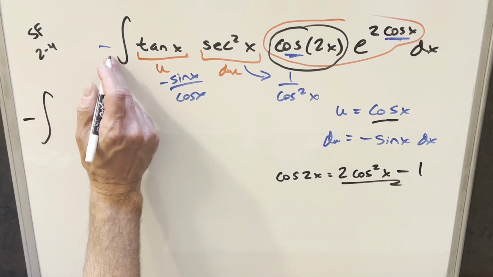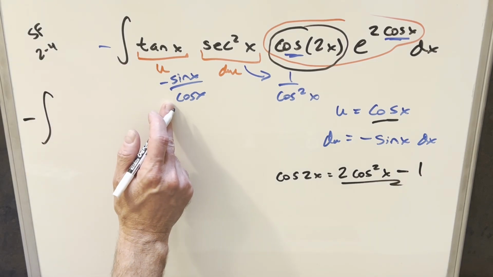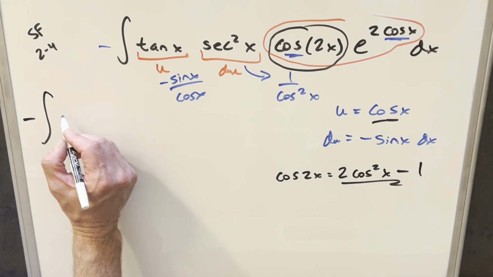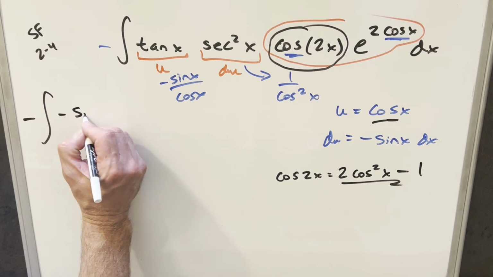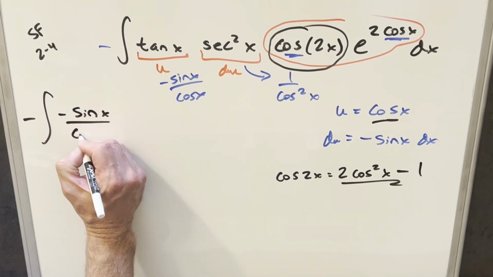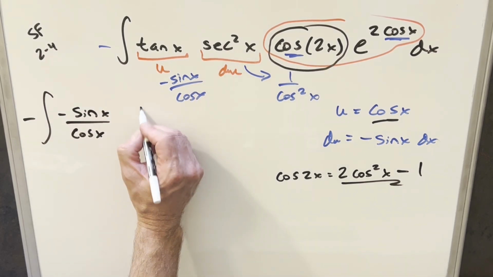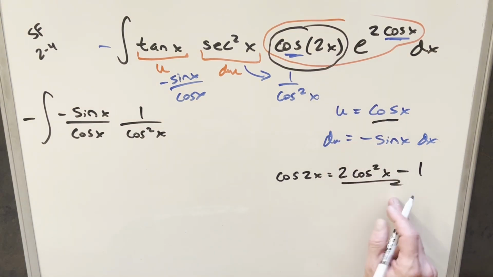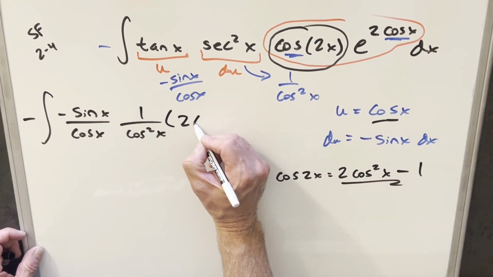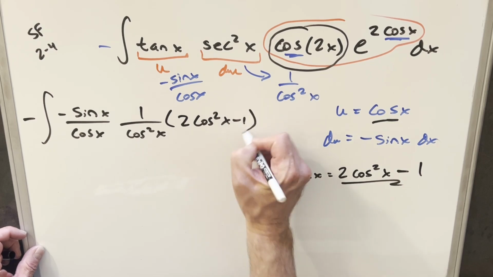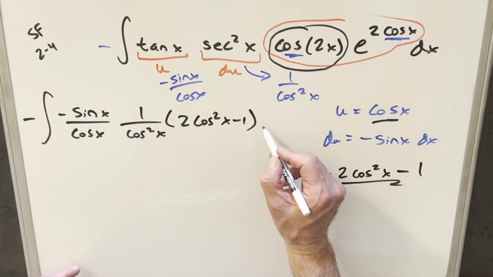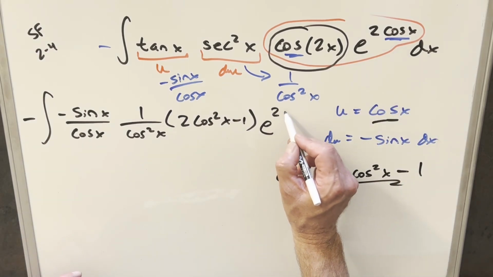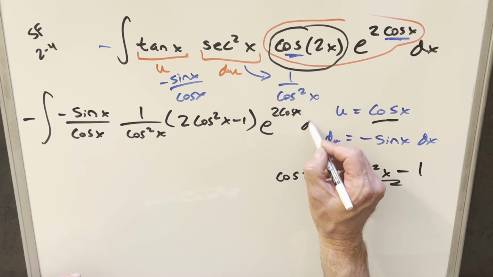So first we'll have this minus sign we brought out front. I'm going to write out everything in terms of sines and cosines. So for this tangent, I'll write this as minus sine x times cos x. Then here we'll write this 1 over cosine squared x. Cosine 2x, I'll use this. So we're going to have 2 cosine squared x minus 1. And then for this thing, we're just going to have e to the 2 cosine x dx.